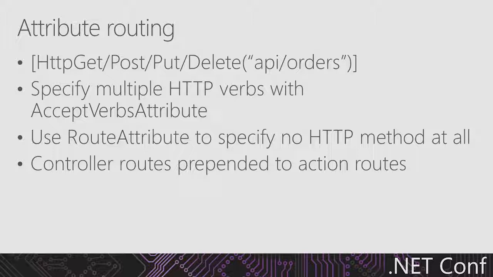Now you can put route attribute routes on both the controller and on individual actions. When you do that, the routes on the controller are prepended to the action route. So if you have a common base route that all the actions are using, put that on your controller using the route attribute, and then you only need to specify the delta on each of your individual actions.